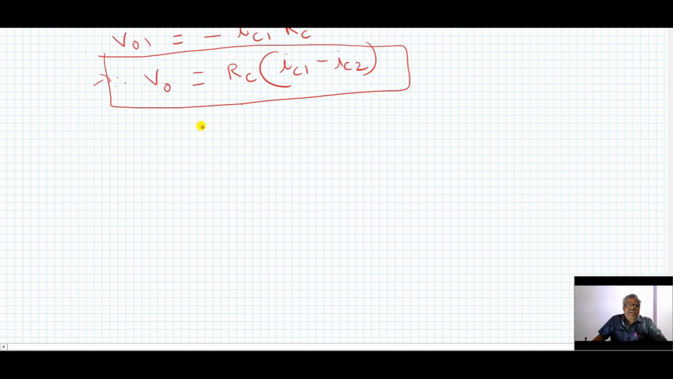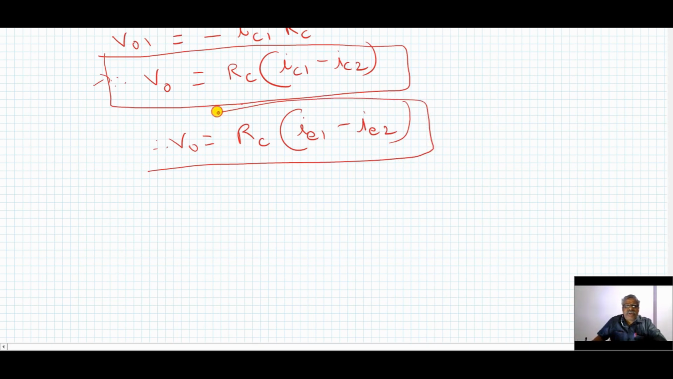Because we know collector current is almost equal to emitter current, V0 we can write as RC into IE1 minus IE2. So therefore V naught is equal to RC into IE1 minus IE2. So now the thing to be done is we have to find out the expressions for IE1 and IE2. Then we have to subtract from each other, then substitute in this expression, we get the V naught. Let us call this equation as equation 1.